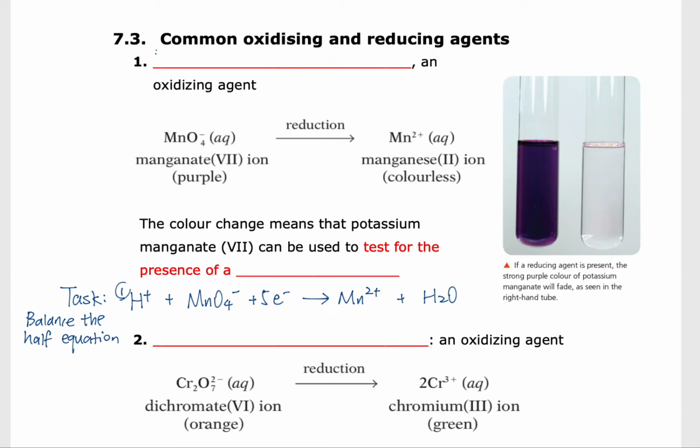Going to have a look at 7.3, knowing some common oxidizing and reducing agents. The first one that we're going to look at is the one you saw in the video, potassium manganate, 高锰酸钾. Don't forget to put the oxidation state of manganese ion.